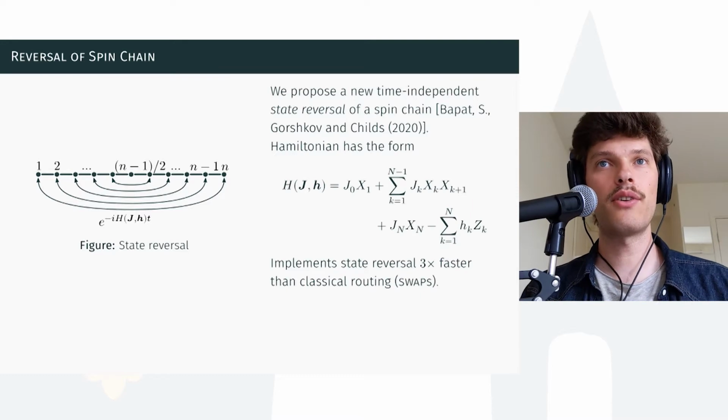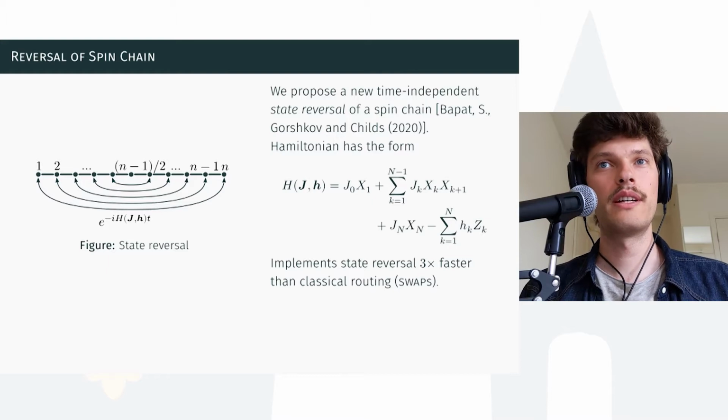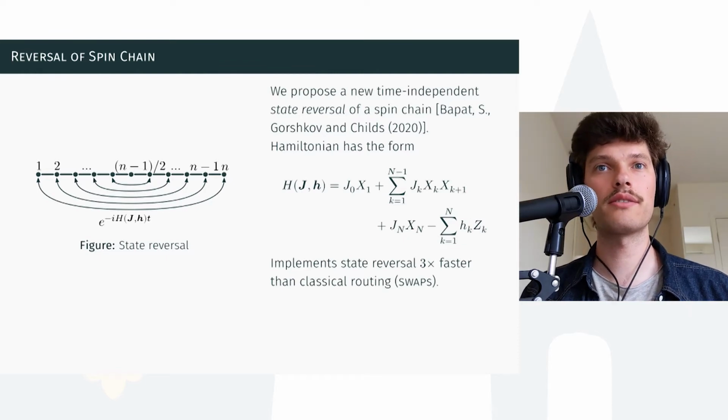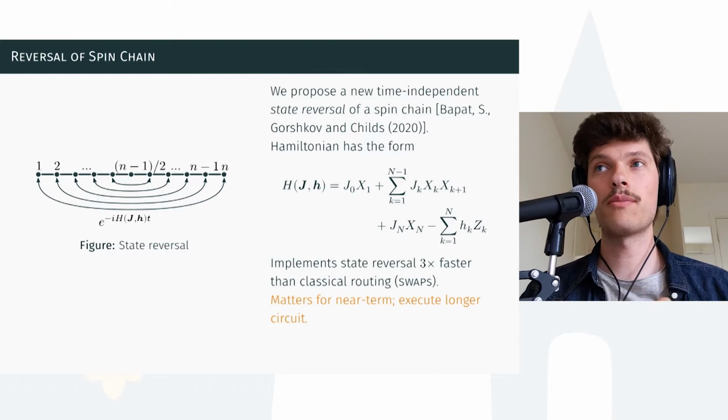This has a Hamiltonian of the following form, where we have XX interactions on nearest neighbors, and we have local Z and X terms. And we show that this implements state reversal 3 times faster than classical routing, which just uses swaps. While that doesn't sound like a lot, we claim that this matters for the near term because this allows us to execute longer circuits. And moreover, it shows that there is something better that you can do than using swaps.